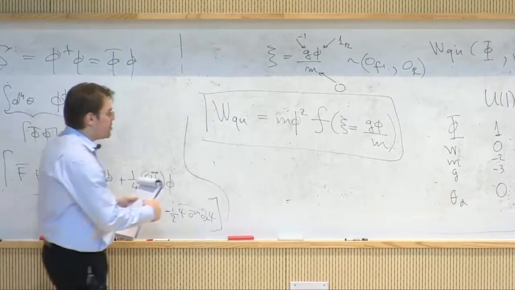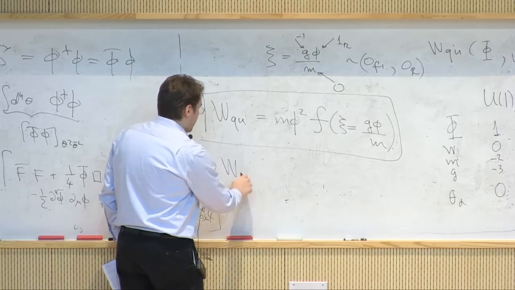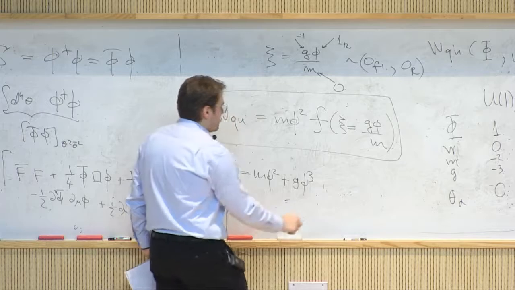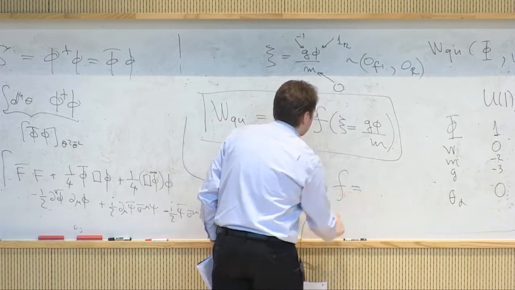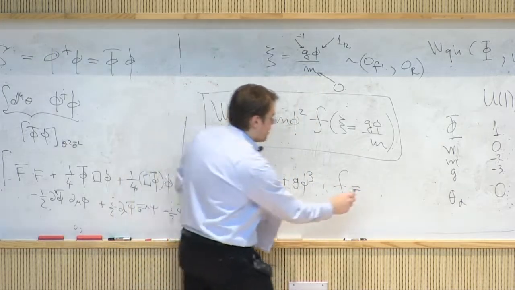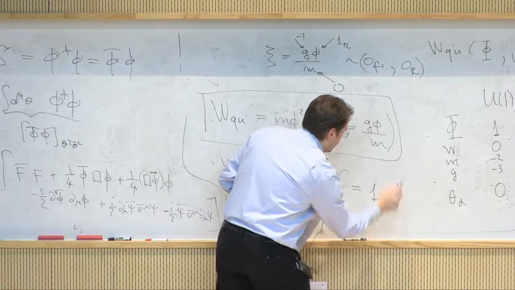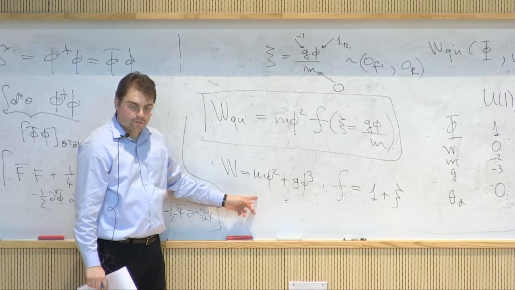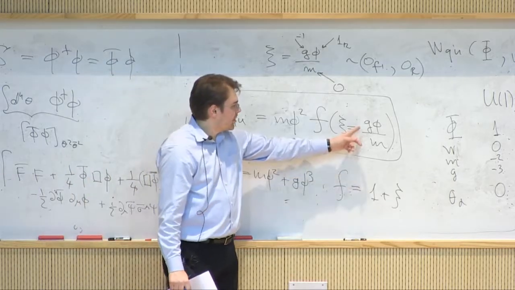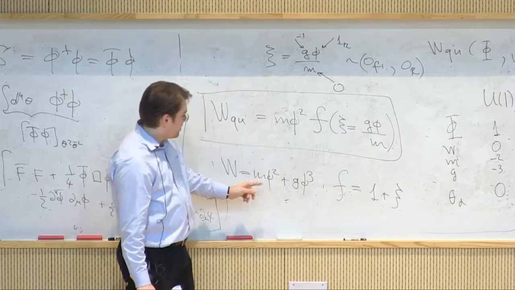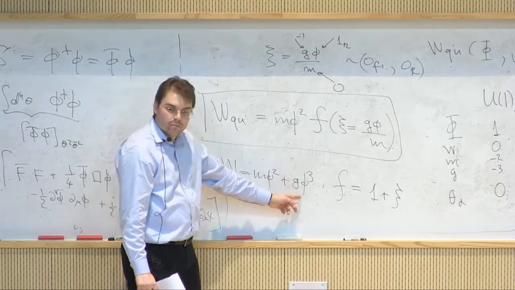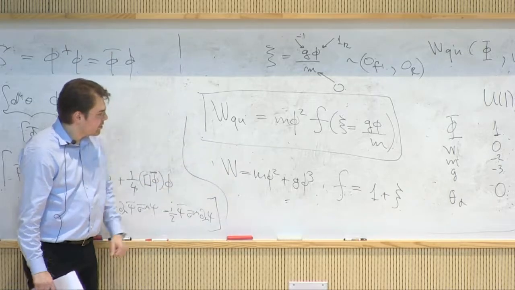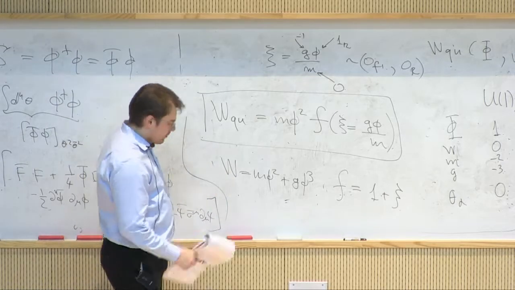And of course, the original tree W, which is just M phi squared plus G phi cubed, corresponds to F having a very special and simple form, namely just 1 plus psi. The 1 term gives me the original mass term, and the psi term, remember psi is G phi over M, the M cancels out, and I get G phi cubed. So this is what the original tree level W looks like.